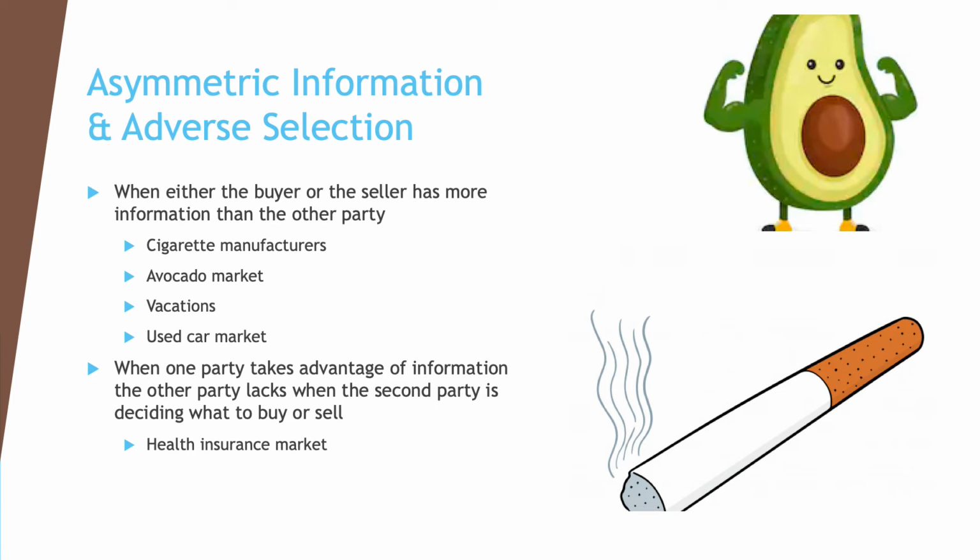Similar to buying a used car that is perfect on the outside but has too many problems that are unnoticeable by the consumer. Another important concept to understand is adverse selection, which is when one party takes advantage of information the other party lacks when the second party is deciding what to buy or sell. That definition can be a bit confusing, but in the textbook there's a graphic that shows an example of how this is seen in the health insurance market.